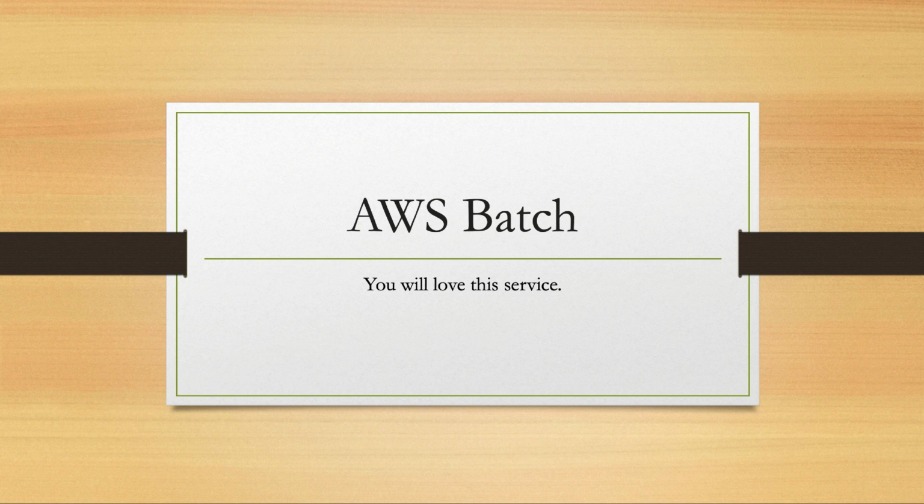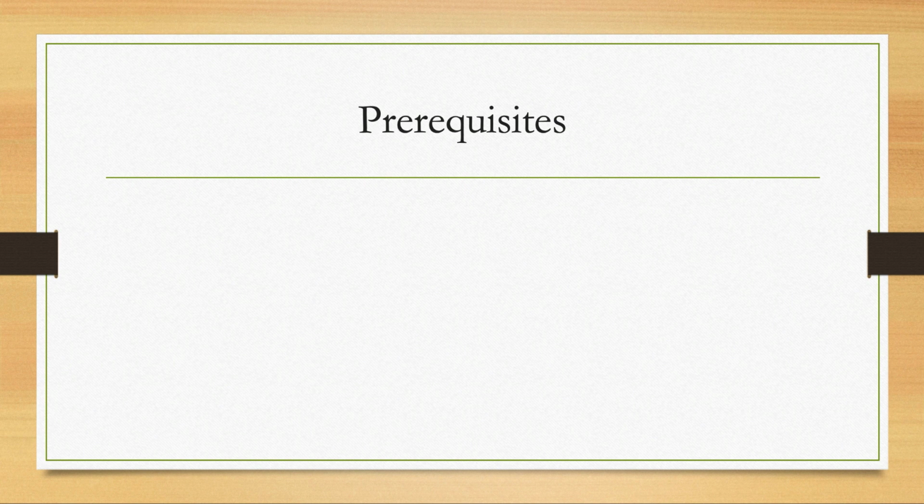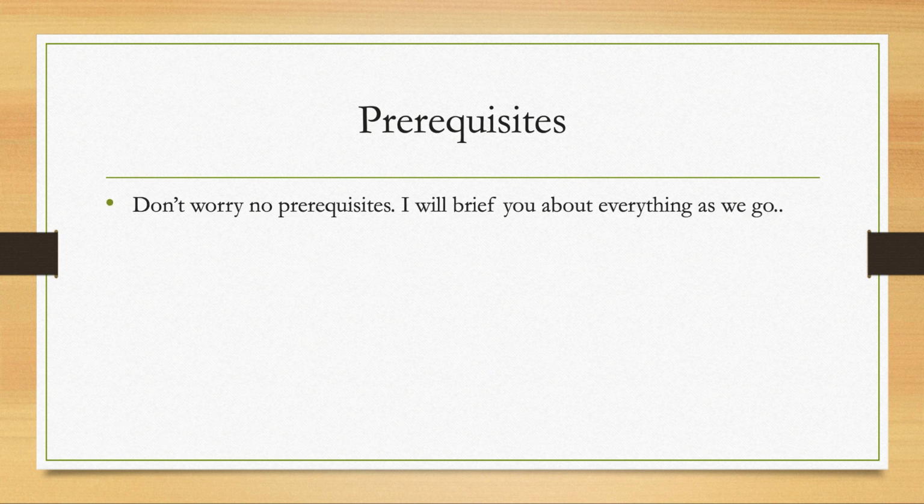The service lets you run your application tasks without worrying about the EC2 instances. It lets you run many jobs, ranging from 0 to thousands of jobs, and you can offload the computing tasks of your application by using this AWS Batch service. So let's begin. Prerequisites. There are basically no prerequisites, and I will try to brief you about all the terms that come along in the video.